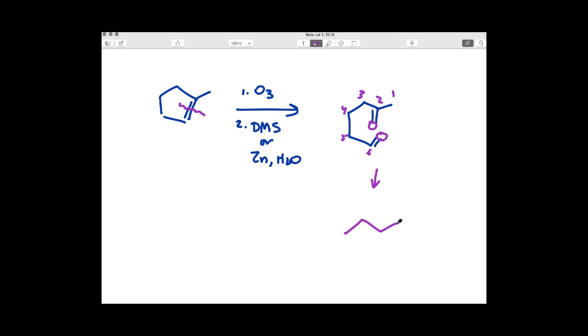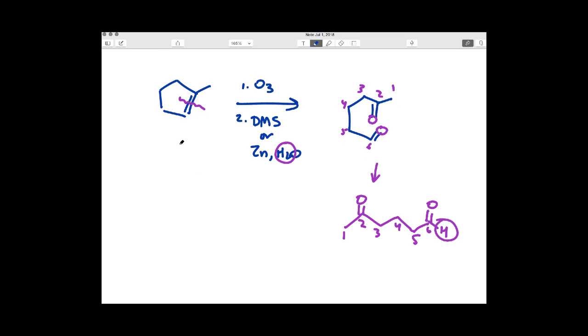1, 2, 3, 4, 5, 6. 6 is an aldehyde here. This H comes from here. So under reducing conditions, we're going to get aldehydes where there's a break. Otherwise, if it's carbon there, these are ketones.